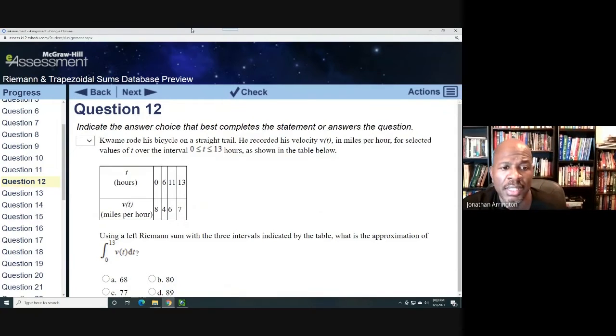All right, so here's the second example we're going to look at. It's pretty much the same problem, so I'm not going to read it. I just changed the name from Kenyon to Kwame, but it's the same biking problem, and we're approximating this definite integral. It's just that in this case we're doing a left Riemann sum instead of a right Riemann sum. So let's go ahead and work it out.